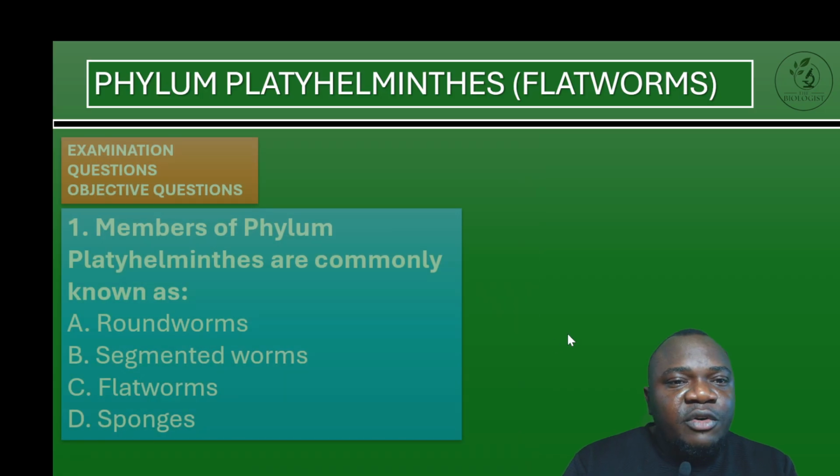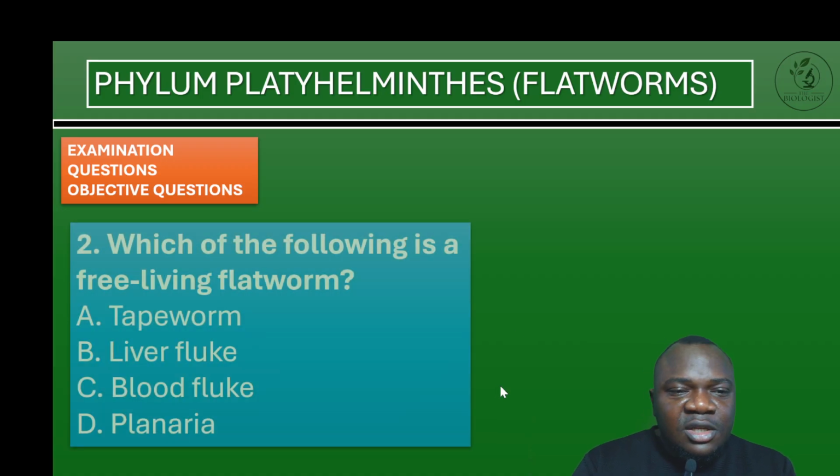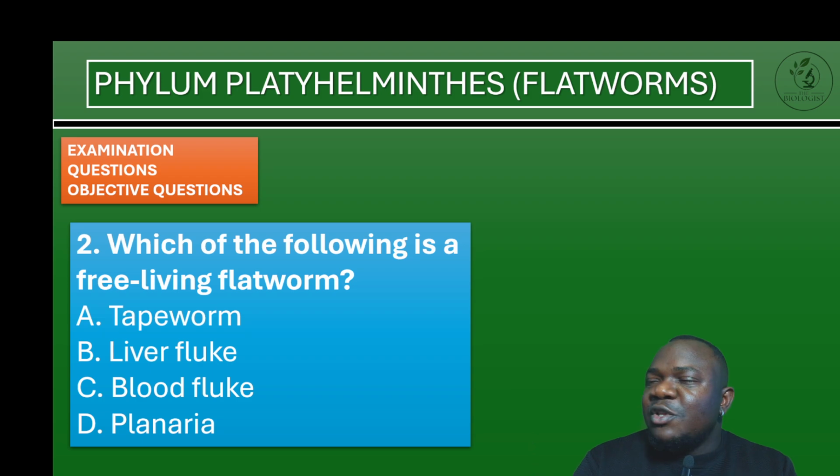Okay. All right. So let's go through some examination questions. Members of phylum Platyhelminthes are commonly known as what? We all know that is a flatworm. All right. The next question: which of the following is a free living organism? All these members here are platyhelminthes. So which of them is free living? You can see Planaria, tapeworm, liver fluke, and blood fluke. They are all parasitic, not free living. Okay, so Planaria is free living.